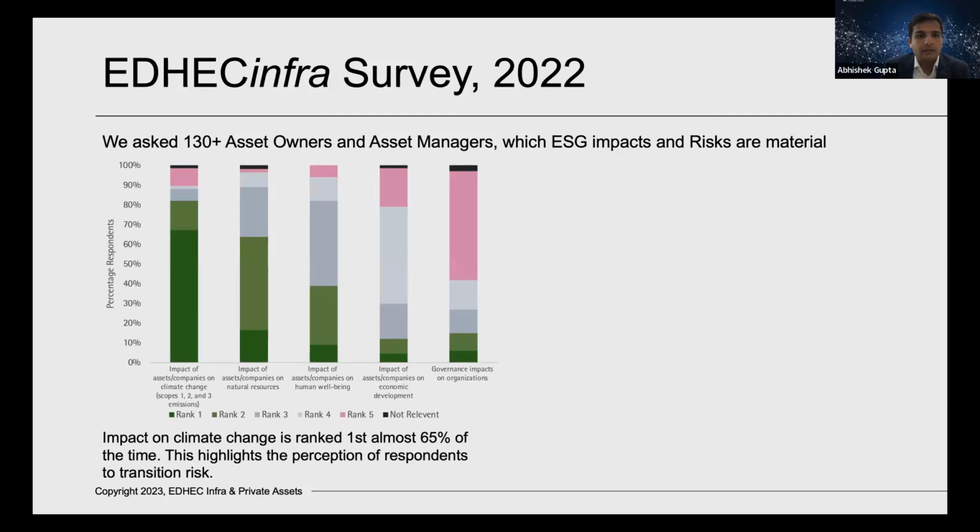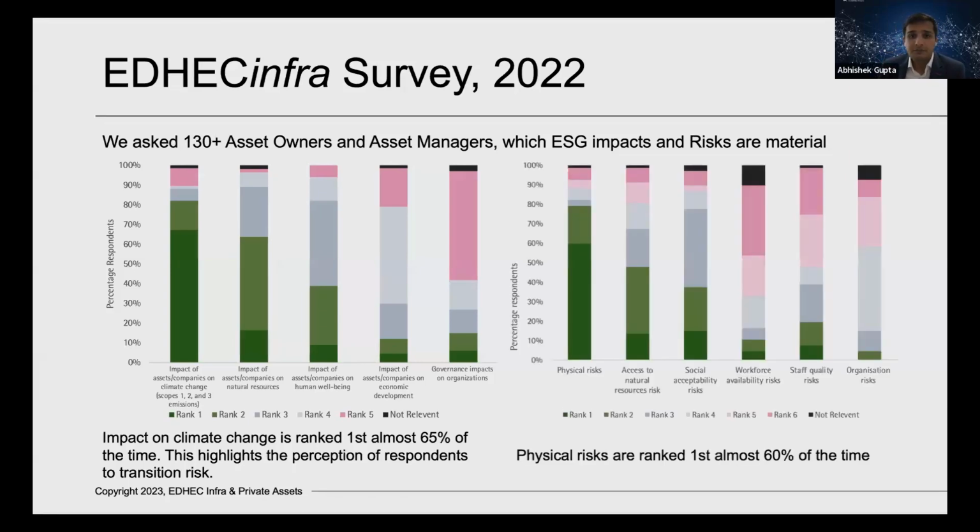So we asked them to rank between these 5 categories: impact of assets or companies that they're invested in on climate change. That's the first column. The second is impact of assets, companies on natural resources, then on human well-being, on economic development, and then finally the governance impact on organizations. And it's not a surprise that impact on climate change is ranked first, almost 65% of the time. So this highlights that the respondents are very concerned about the transition risk, and that's why we do what we do on the transition risk products.